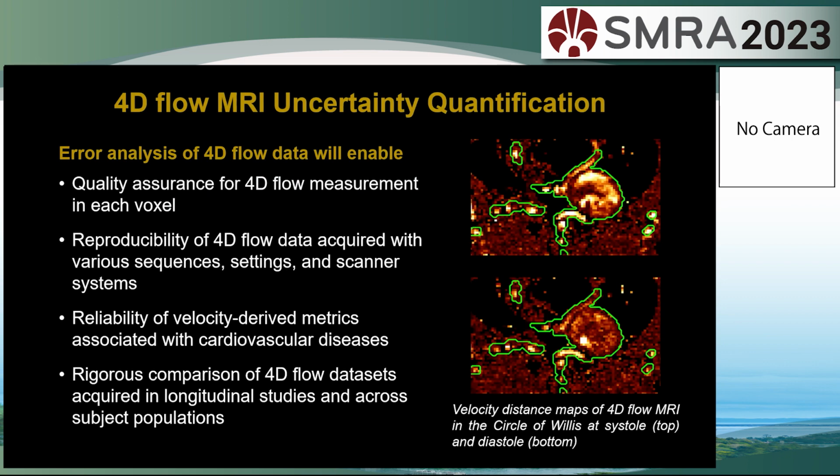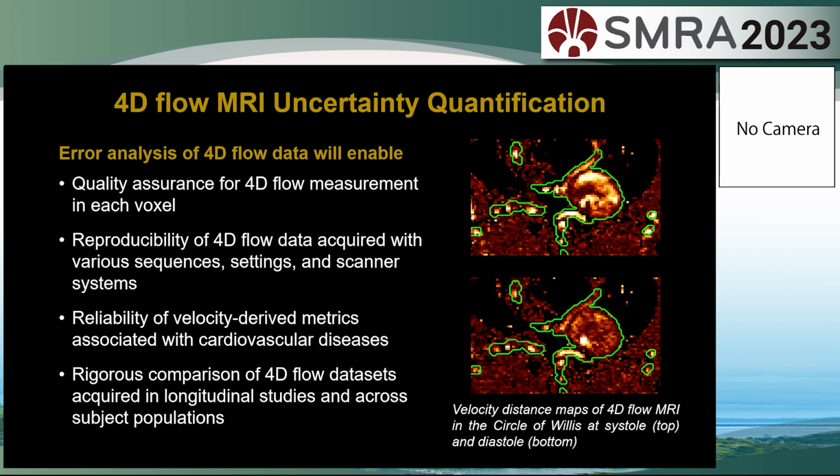As Susanna mentioned this morning, reproducibility and reliability of 4D flow MRI is the key issue. So we are developing methods for error analysis and uncertainty quantification of 4D flow MRI, just as the biofluid community is developing uncertainty quantification of CFD. That will serve as a quality assurance for 4D flow measurements in each voxel.